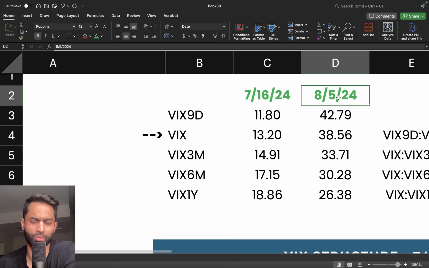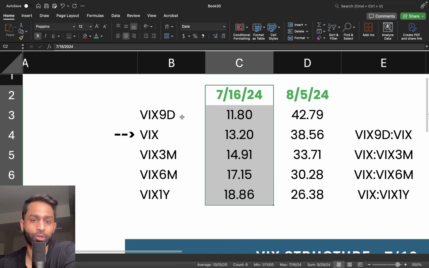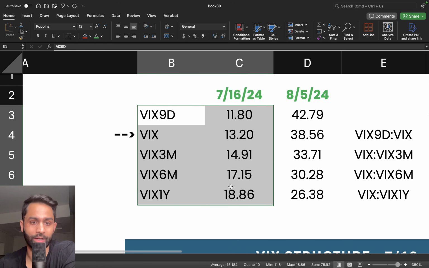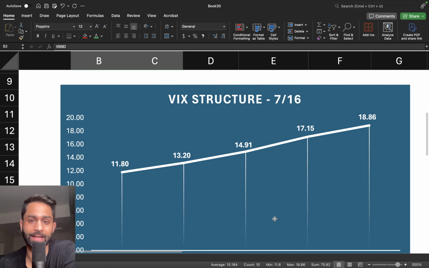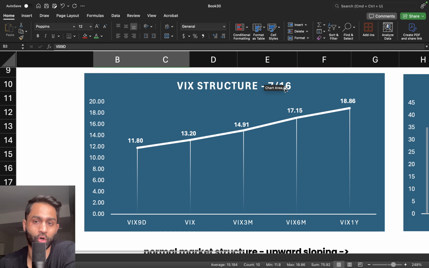S&P 500 was down almost 10% from its all-time highs, and July 16th was during all-time highs. So when you plot these numbers on a simple line chart, what you get really is a normal market structure. This right here is what the VIX structure looked like on 7/16, July 16th, at an all-time high. This is a normal functioning market.